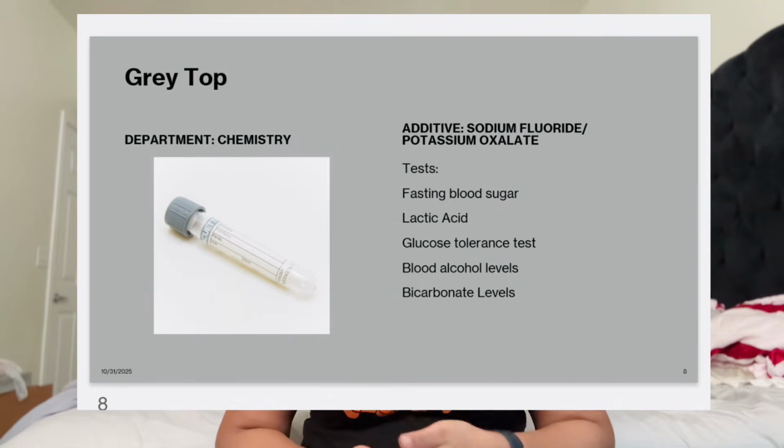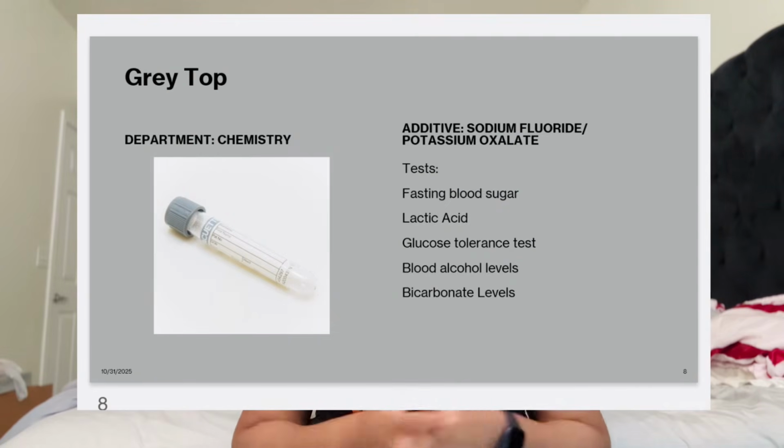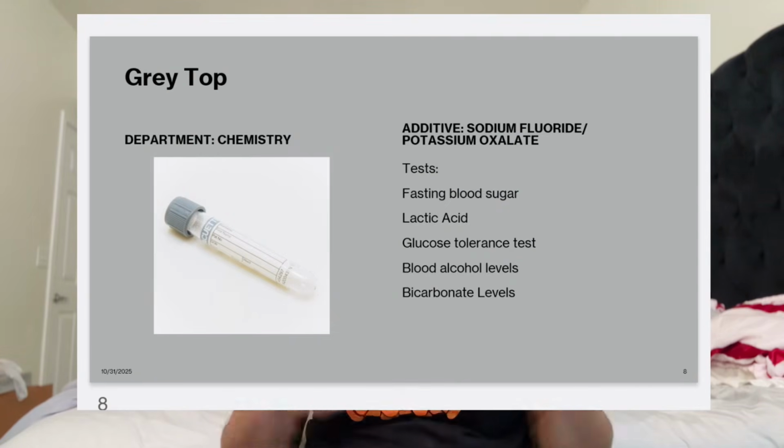Next, we have our gray top tubes. The department is going to be chemistry, and the additive is going to be sodium fluoride / potassium oxalate. So pretty much it could be either or that they're using for this certain gray top tube. Some tests include the fasting blood sugar. Sometimes when you come in and they told you not to eat anything and they're trying to check your glucose levels, because you have to fast, you will use the gray top tube to draw and get that fasting blood sugar level.